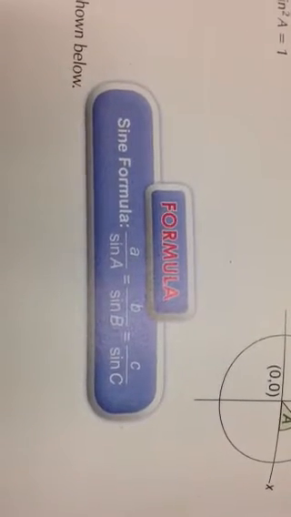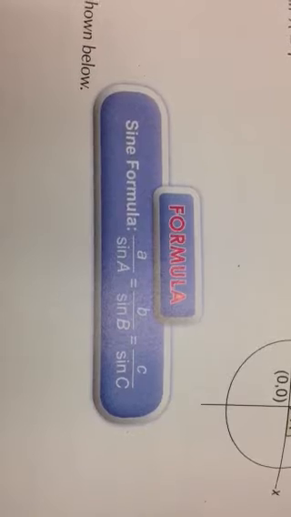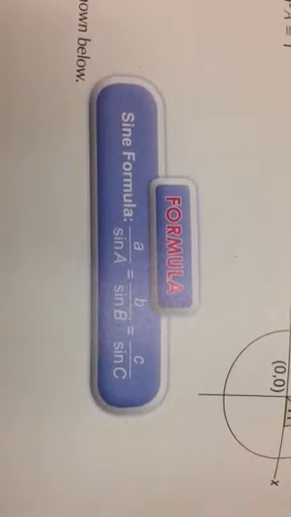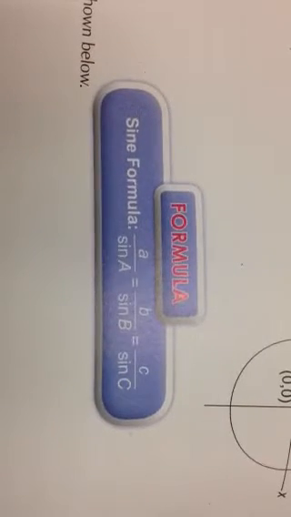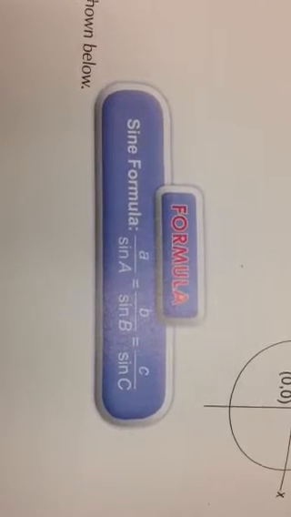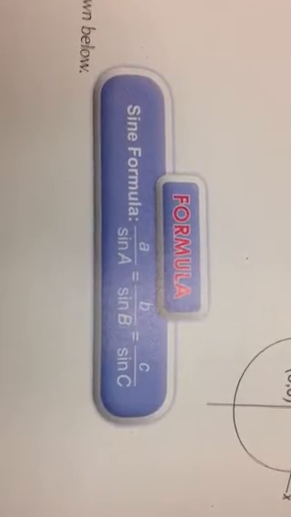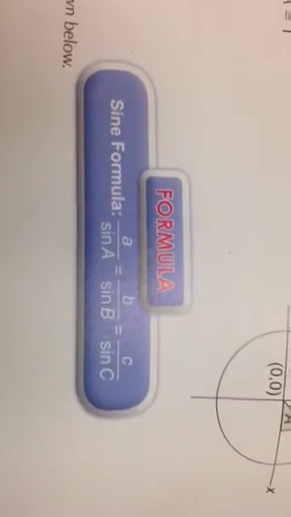Second thing that we want to prove is this formula here, that A over sine A is equal to B over sine B is equal to C over sine C. We're going to do it for a triangle that has acute angles, and we're going to do it also for a triangle that has one obtuse angle.